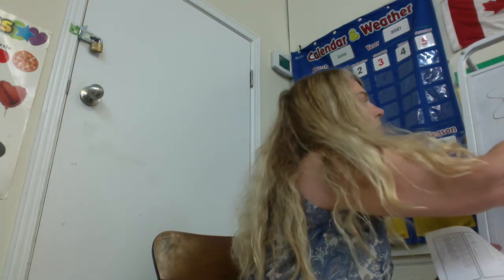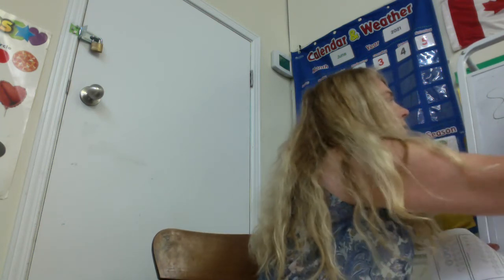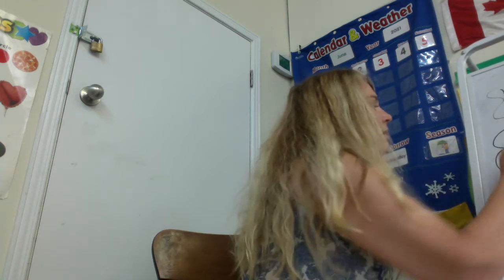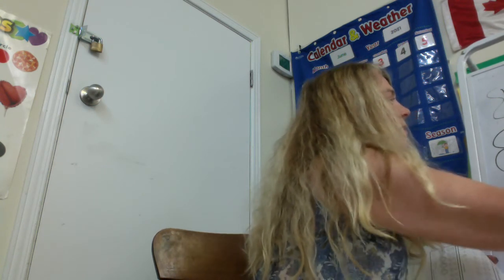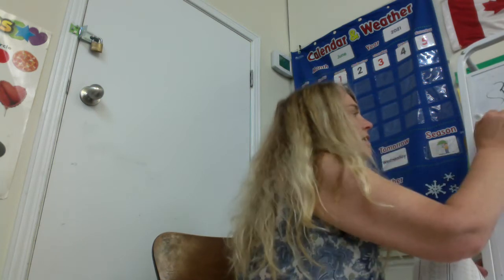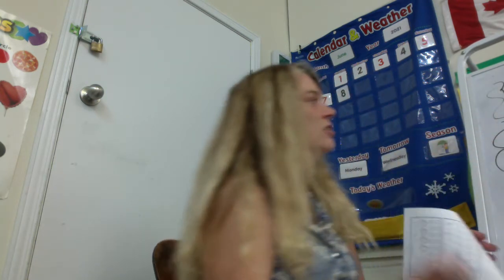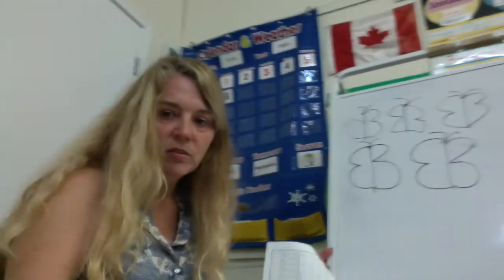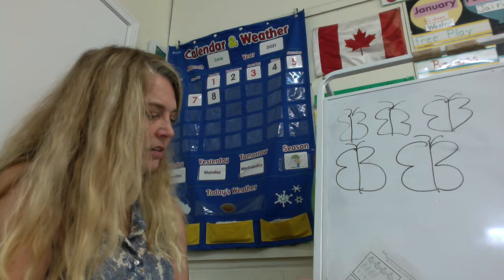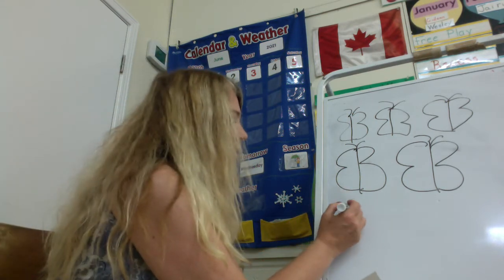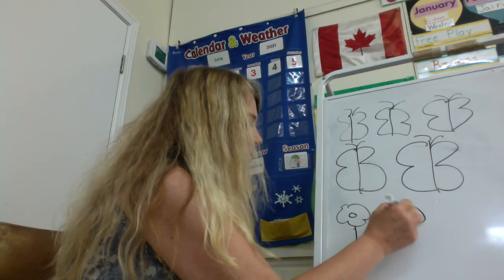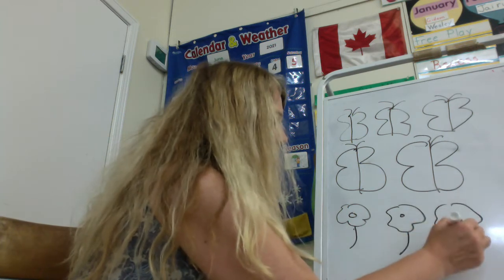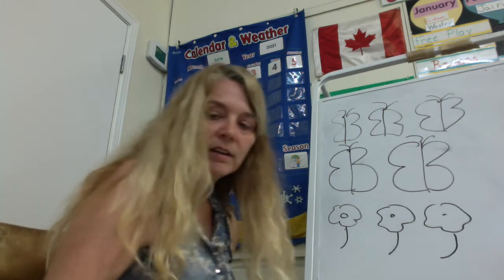1, 2, 3, 4, 5. Now, if these were real butterflies, they'd be exactly the same on each side, wouldn't they? They would be symmetrical. So there's the 5 butterflies and 4 flowers. 1, 2, 3, and 4.